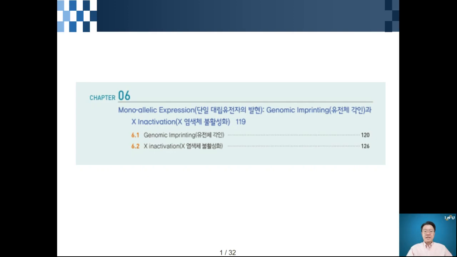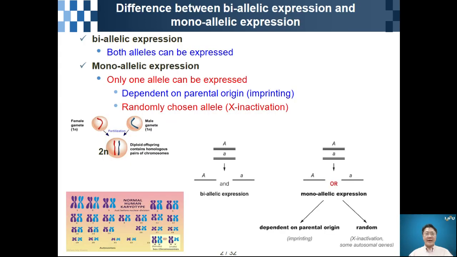So in this slide, I will explain chapter 6. The title is monoallelic expression. Chapter 6 is composed of two subjects. The first one is genomic imprinting, and the second one is X inactivation. I will explain the difference between biallelic expression and monoallelic expression.